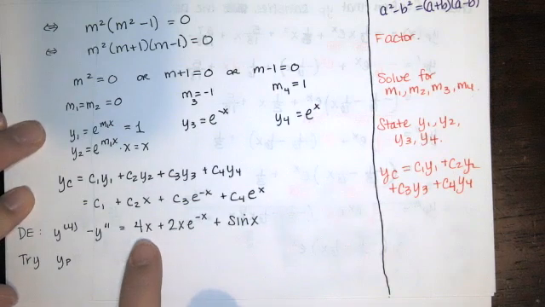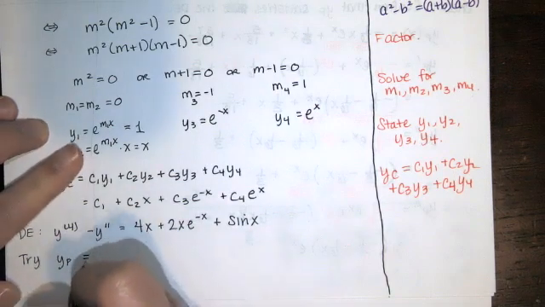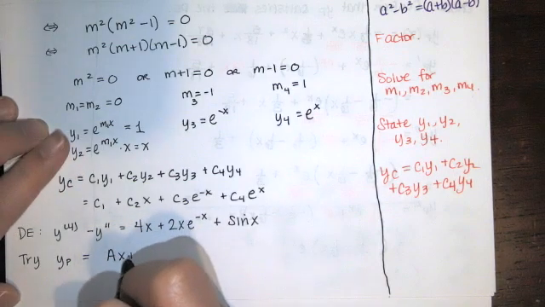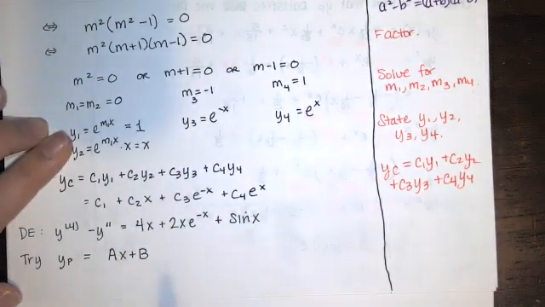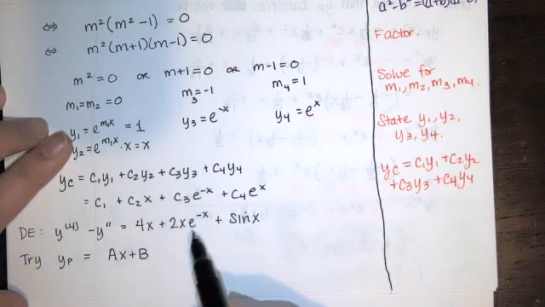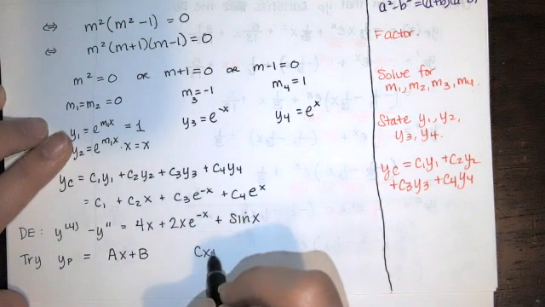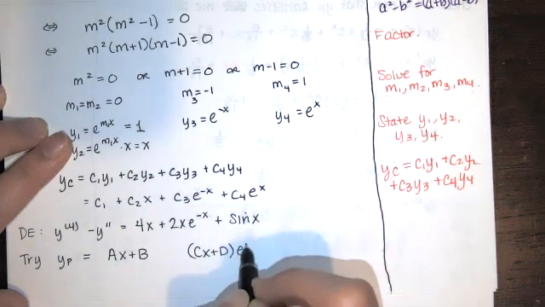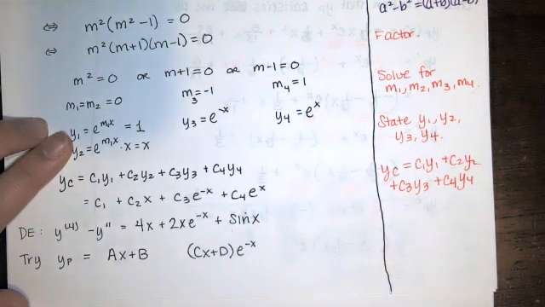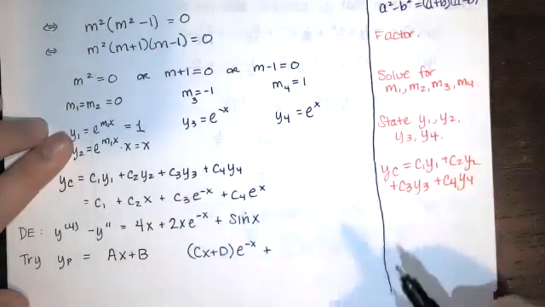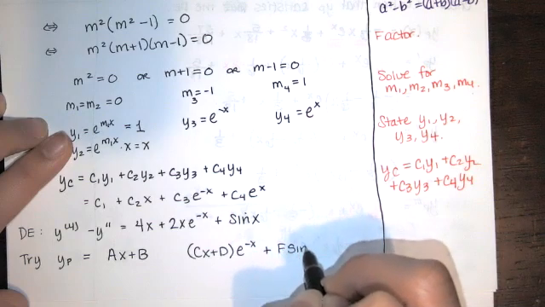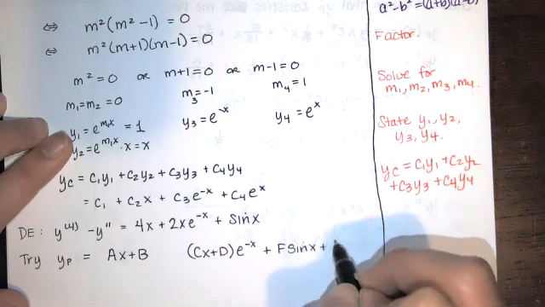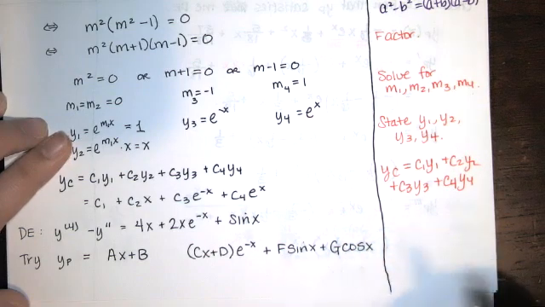Now the right-hand side is a linear polynomial. So I would guess that y sub p is a linear polynomial. And then that's just for this term. Then for this term, I would guess that y sub p is a linear polynomial times e to the negative x. And for this term, I would guess that since I've got a sine of x here, that y sub p is a constant times sine of x plus a constant times cosine of x.